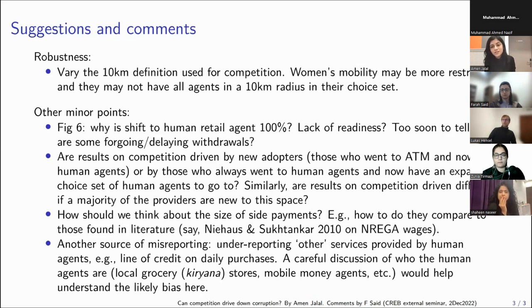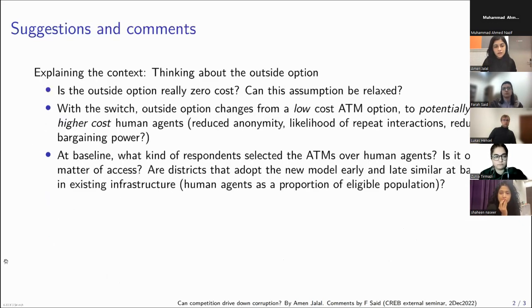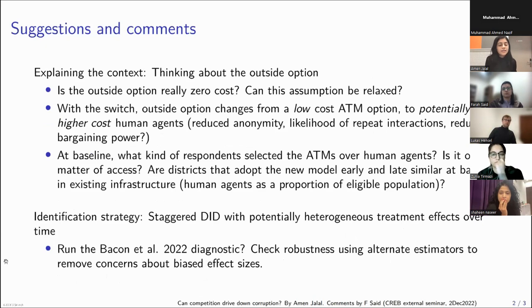Thank you so much, Farah. These were really helpful and useful comments. If you could go perhaps to your first slide with the main comments. Right. So I think we completely take your point. We should do more work on understanding who it is that uses these payment agents at baseline.